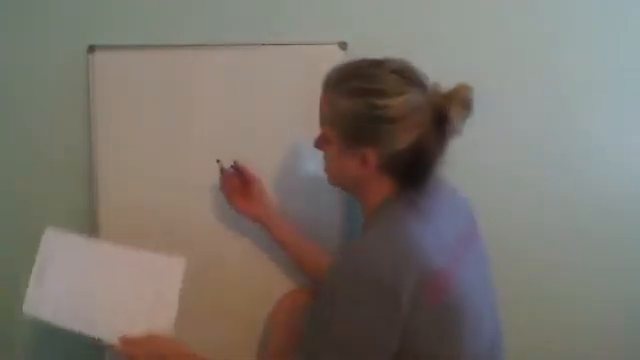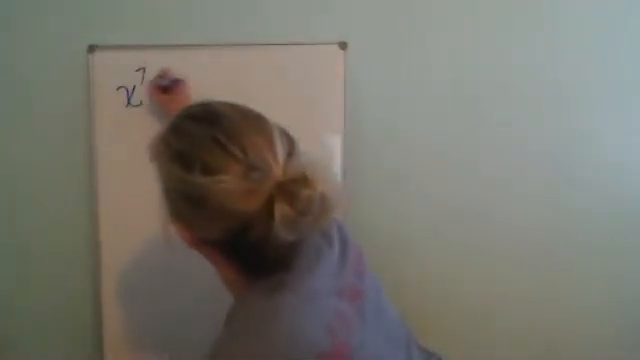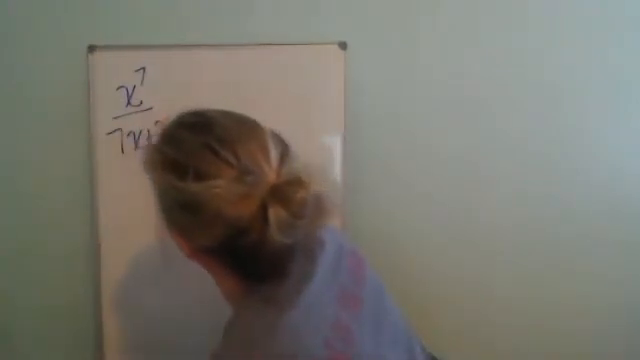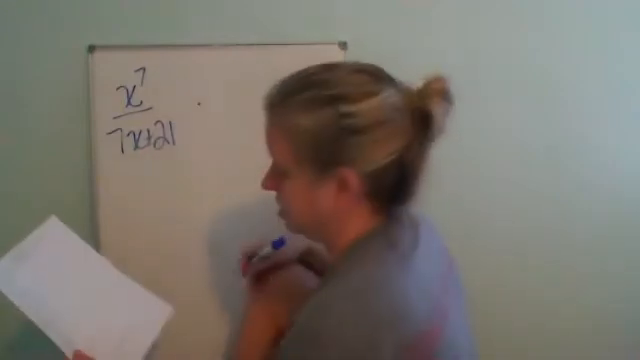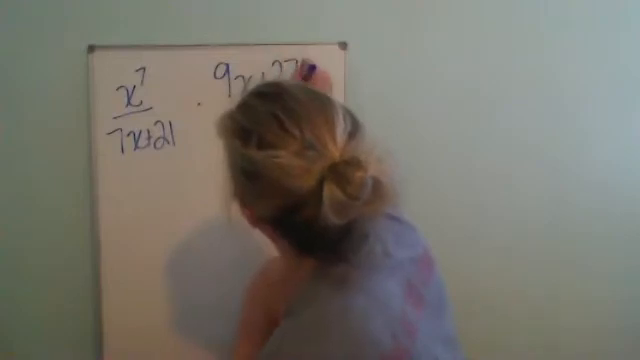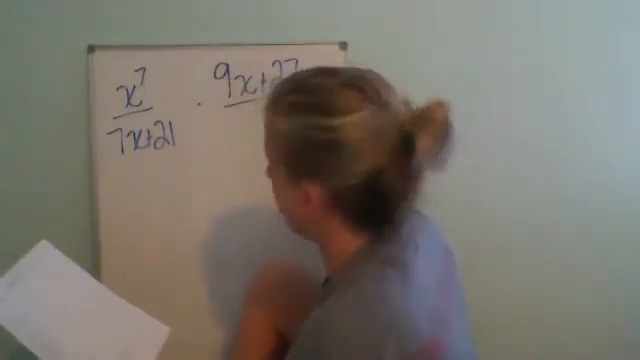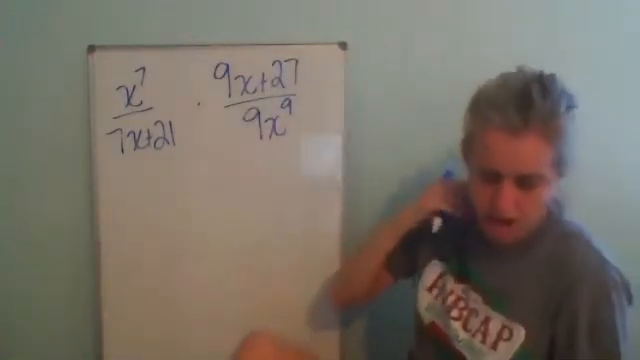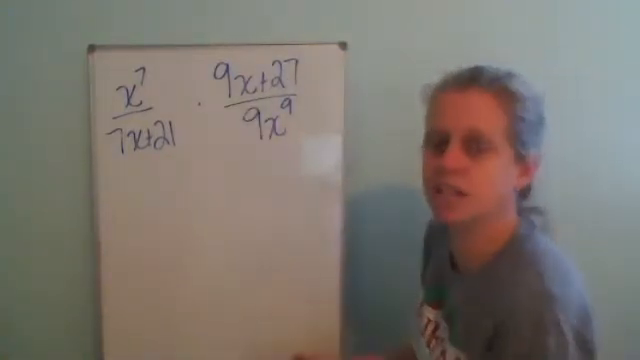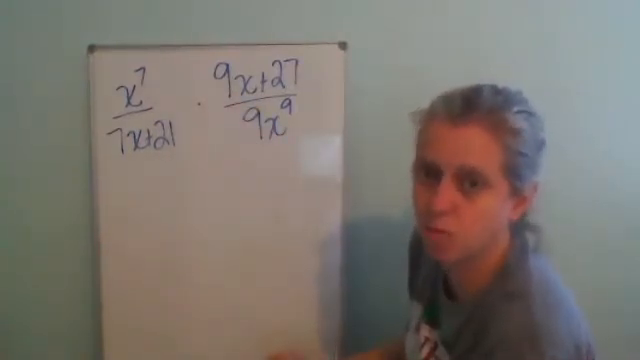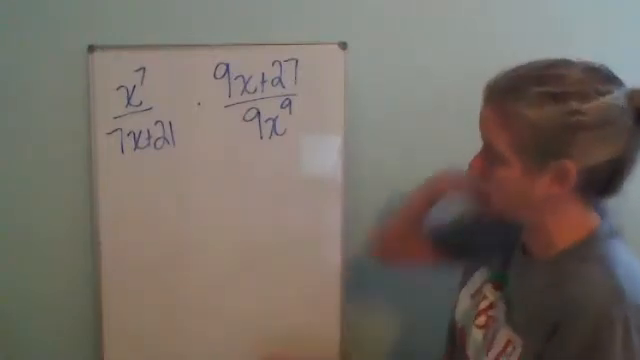All right, number 5 is a multiply and simplify. I've got x to the 7th over 7x plus 21 times 9x plus 27 over 9x to the 9th. So now remember, I want to go to every single spot and do any factoring that I can first. Then once I do that, then I will actually do the multiplying.